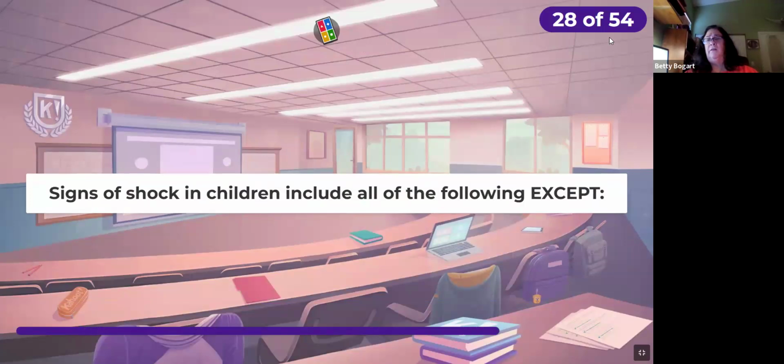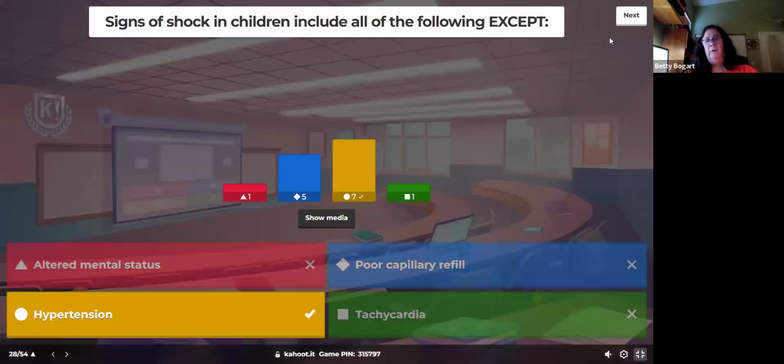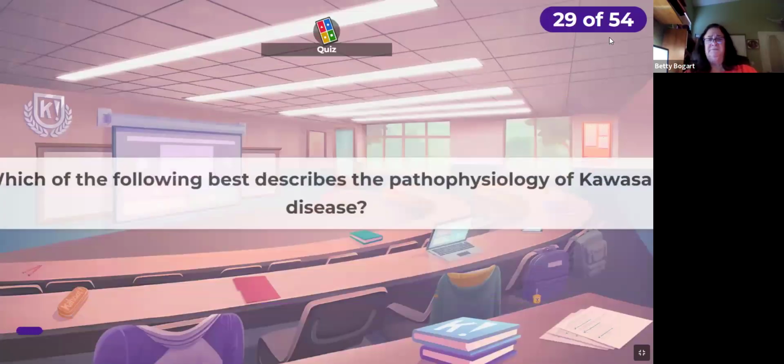Signs of shock in children include all of the following except... Shock in children and shock in adults is all the same. You're going to see most of the things. Remember shock: elevated heart rate, decreased blood pressure, decreased urinary output, prolonged capillary refill. I mean, these are all shock signs, as are altered mental status, confusion, restlessness, all of those things. Hypertension, no, we wish, but their hearts don't work.